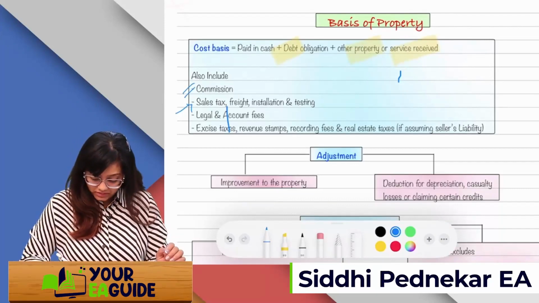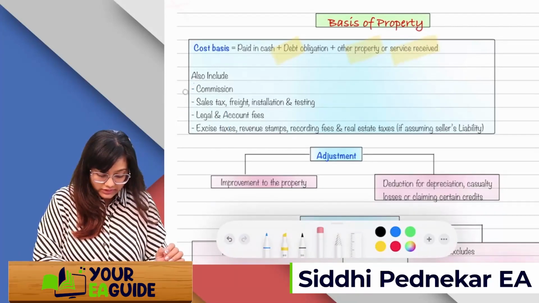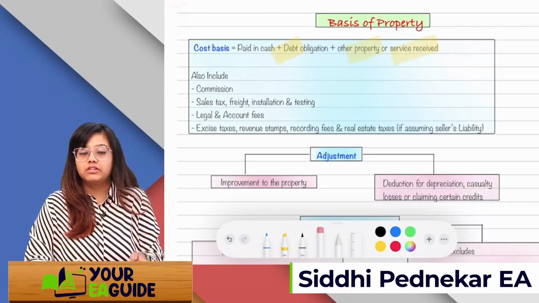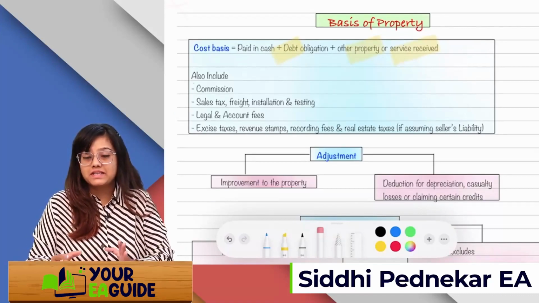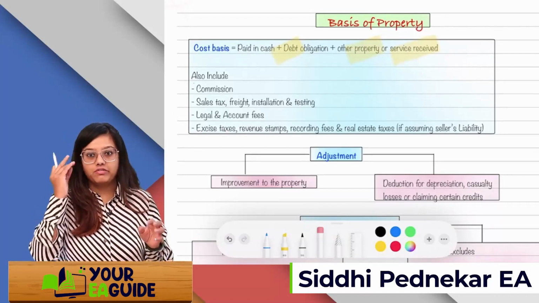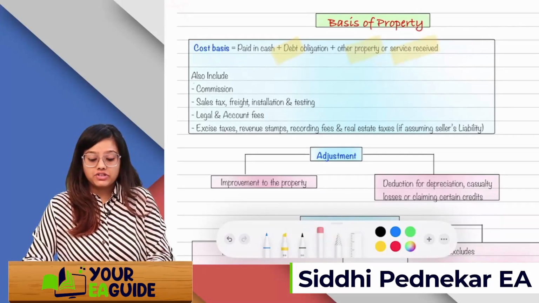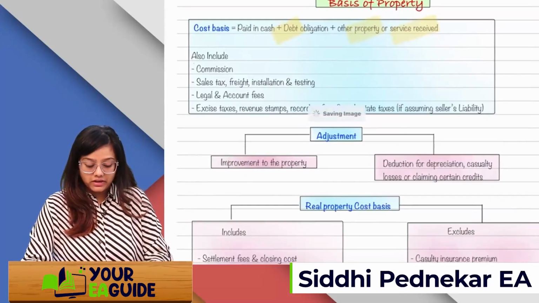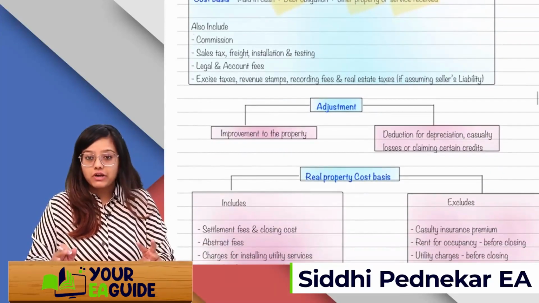Okay. Next is adjustments. What all things will we adjust to receive an adjusted basis of the property? See, cost basis is the initial price, whatever we are paying to get the property. So we will adjust a few things to get the adjusted basis of the property. What two things are we going to adjust?